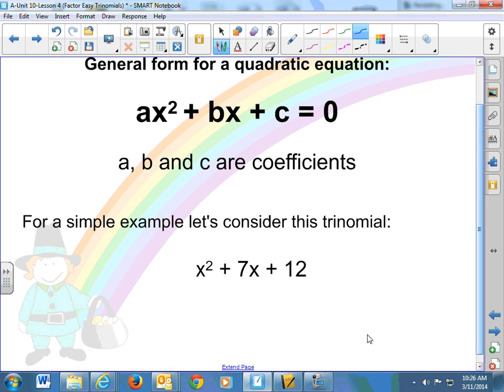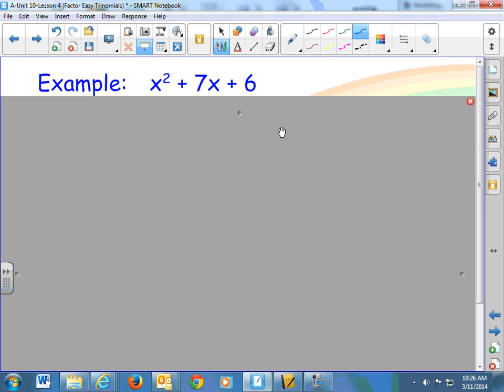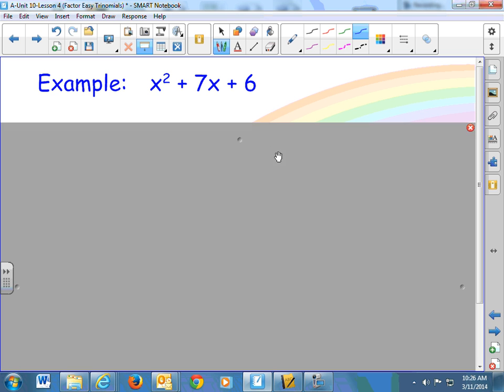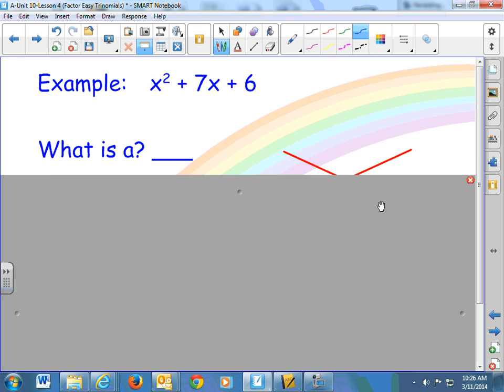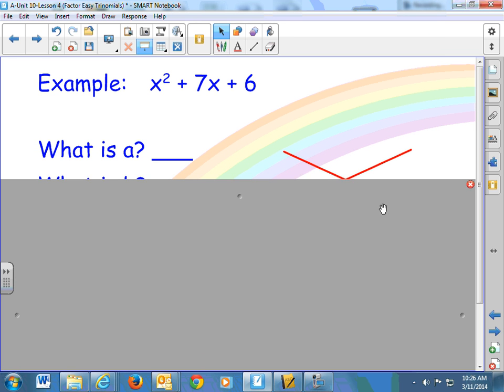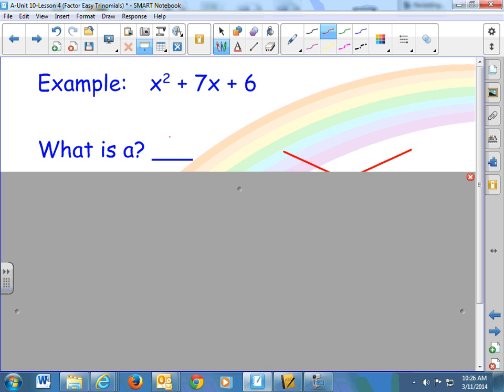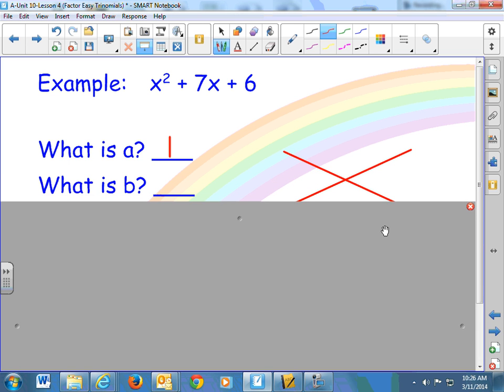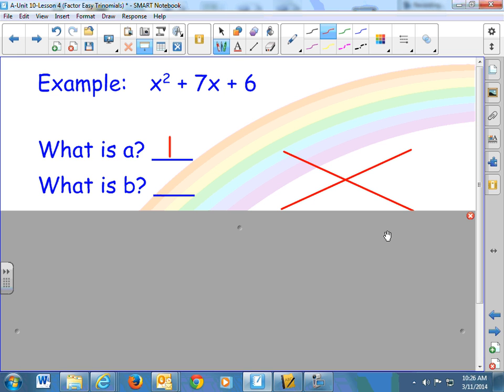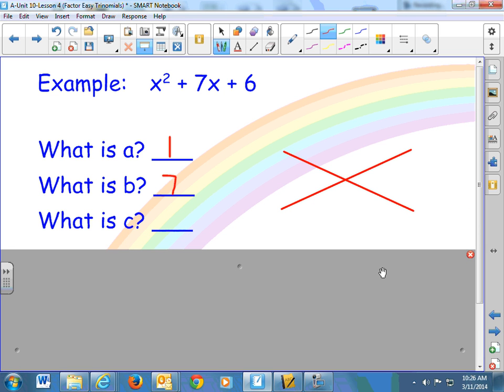For example, let's consider this trinomial: x squared plus 7x plus 6. A, in this one, would be 1. And there's what we said on our objective, when A is 1. B, in this one, is 7. And C is the constant, which is 6.